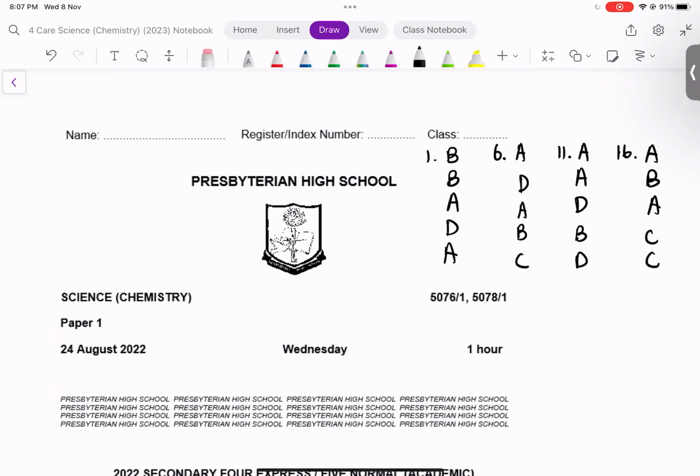So these are the answers to the 20 questions in the Presbyterian High School paper. So please mark your work. And once you're done, please ensure you write the correct answer if you have gotten it wrong. And if you have finished scoring your work, please also write on the cover page what you scored out of 20 marks for Presbyterian High.